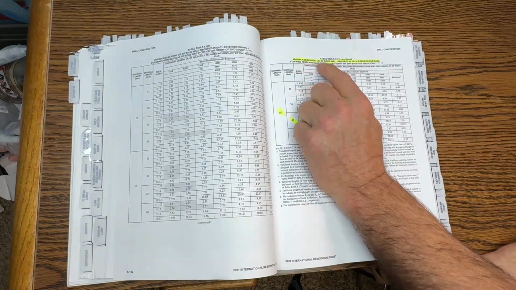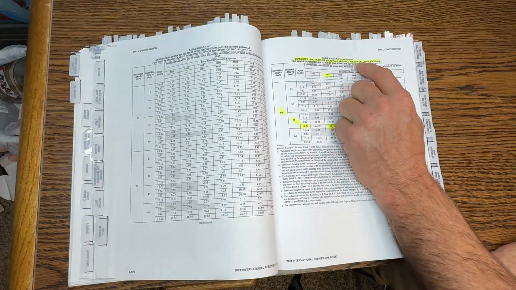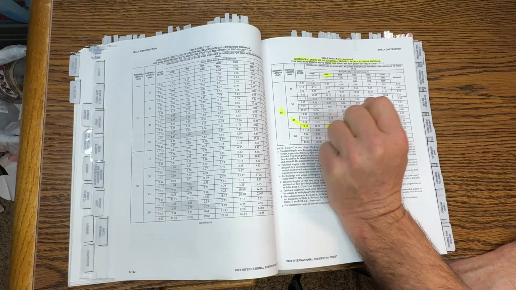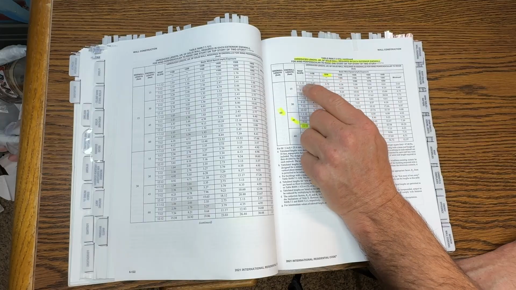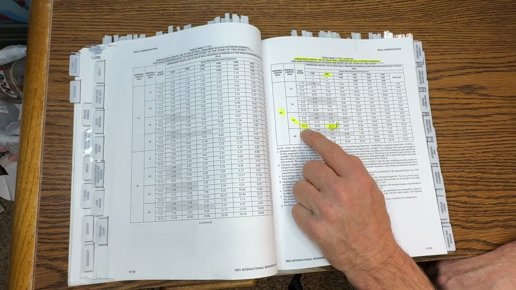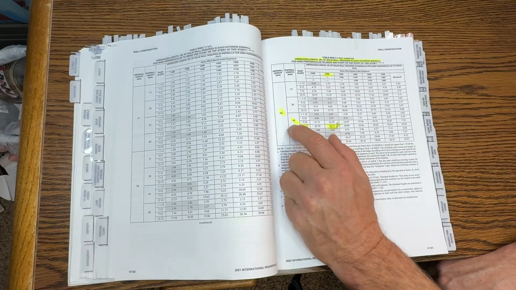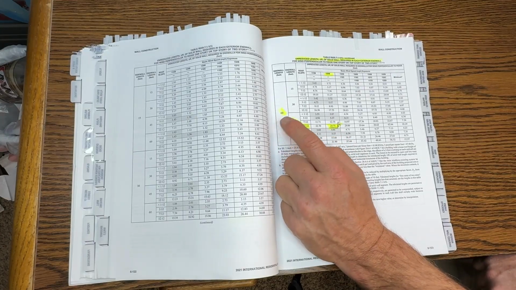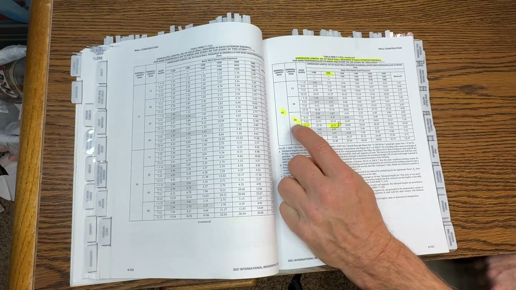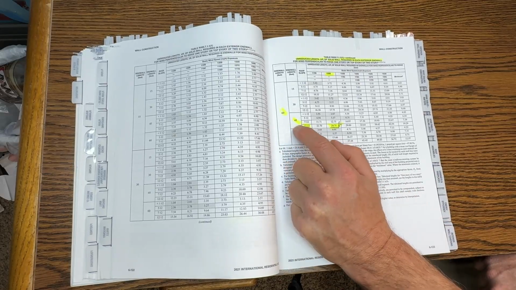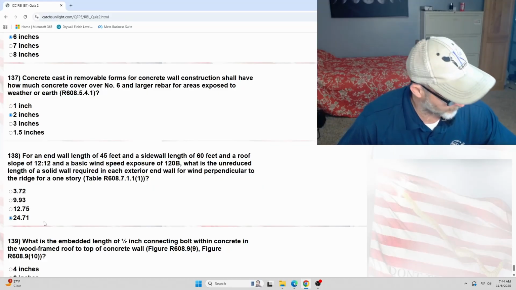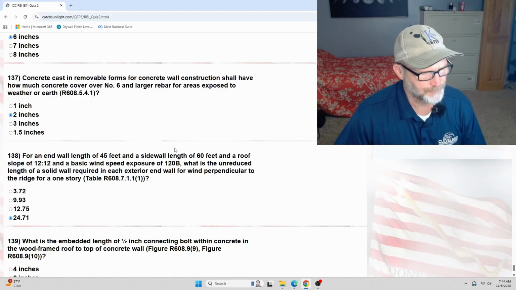So unreduced length, you are of solid wall required in each exterior end wall. So what you're dealing with is a basic wind speed here, exposure 120B. Have a 12:12 pitch, end wall length of 45 and 60. So I took these right out. Now, if you're going to be less than that, read the table here in terms of interpolation allowances, but I took this right off the chart. It's 24.71. That's the number here that we're looking at for your UR.